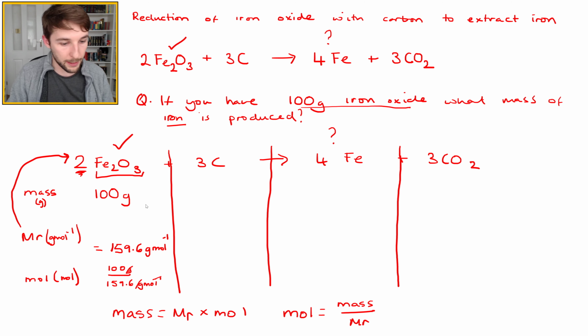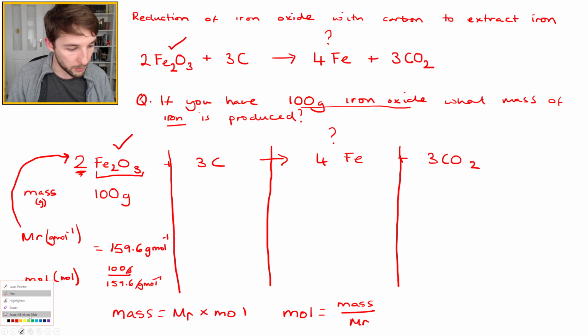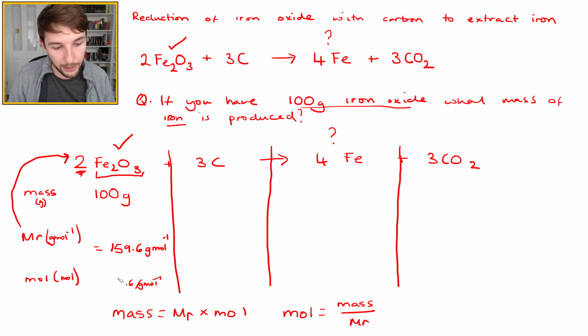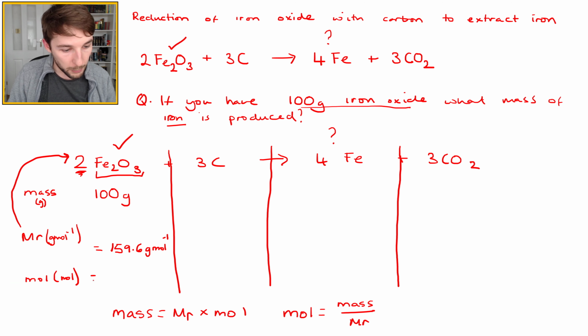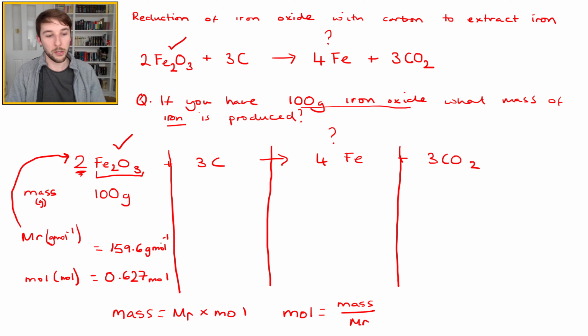Okay, so on my calculator, I've got the answer of 0.627 when I've rounded it. So I'm just going to get rid of that working quick. Obviously, you'd leave all of that working in an exam. They would need to see all of these calculations to see what you've done. So I've got 0.627 moles here of the iron oxide.